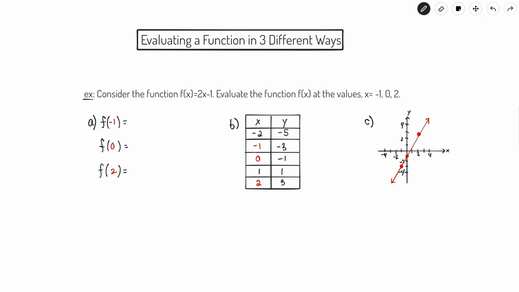So f of -1, if you notice, is the same symbol that we have right here, except with a -1 inside of it. What does that mean? That means that we're setting x equal to the value -1, which in turn means that wherever we see an x, we can substitute it with the value -1 because they're equal to one another. So I'm going to rewrite this function here. It says f of x is equal to 2 times x minus 1, but I'm going to replace all of those x's with a -1.